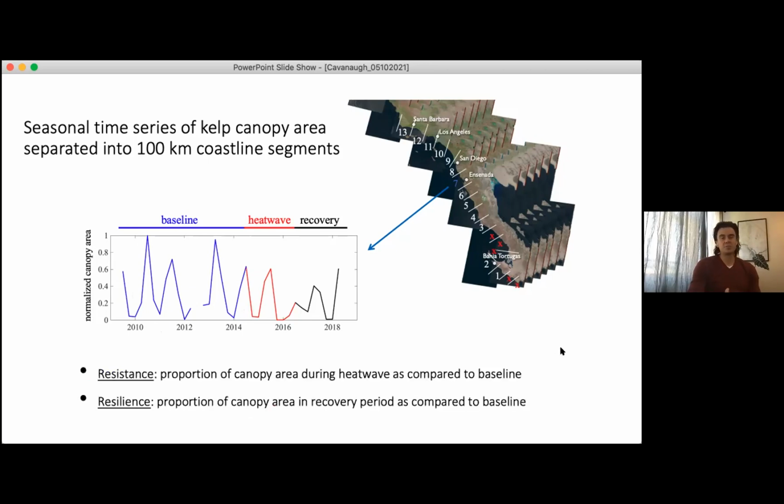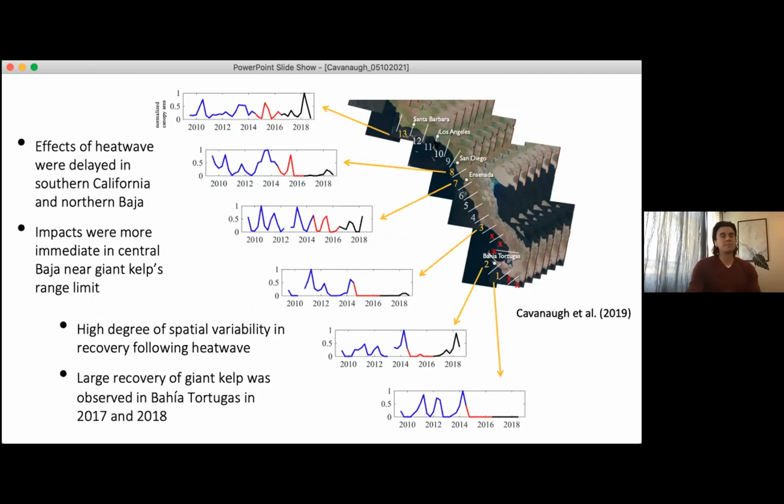And then we created these metrics: resistance, which was the proportion of canopy area during the heat wave as compared to the baseline. So it just shows, was canopy area below or above the baseline during the heat wave? And then similarly for resilience, how the canopy recovered. Was canopy area below or above or at the baseline in the years following the heat wave? This area shown in black. And so here are some representative coastline segments.